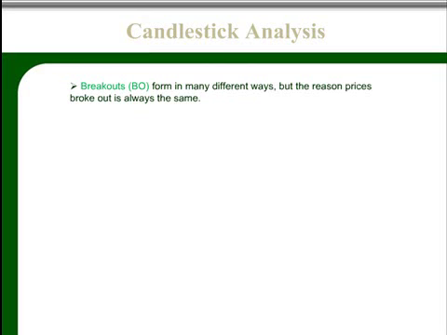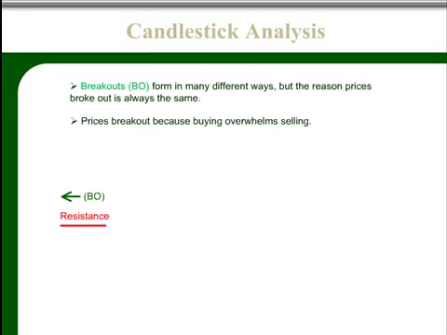Breakouts form in many different ways, but the reason prices broke out is always the same. Prices break out because buying overwhelms selling. Let's go over some of the different ways breakouts form. There is an area of resistance prices cannot move above on pattern A. Mark off the highest tail as resistance. When prices advance above resistance at B, that is when a breakout has occurred.